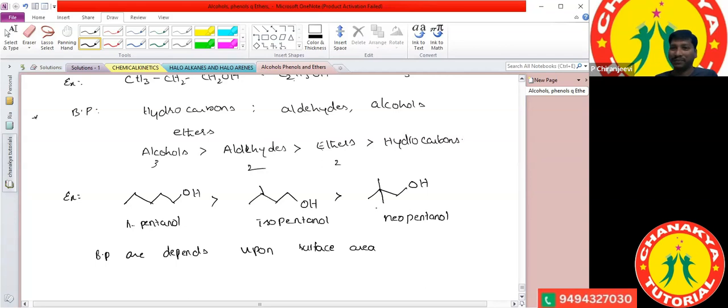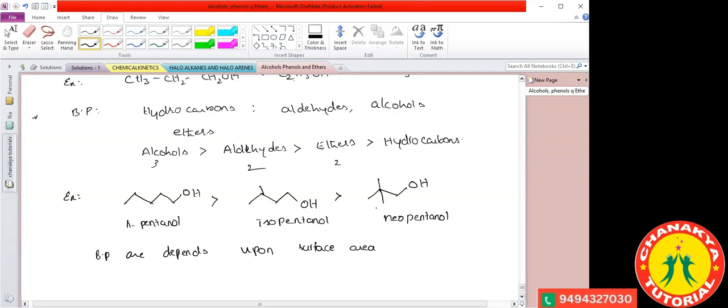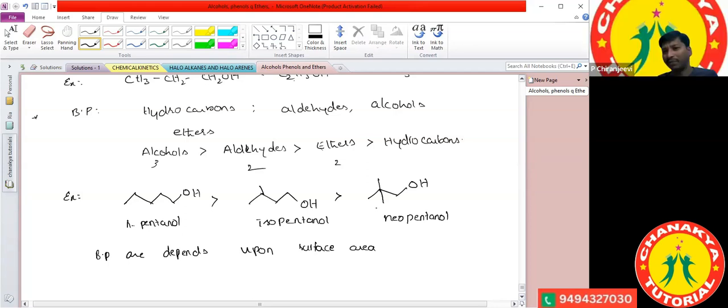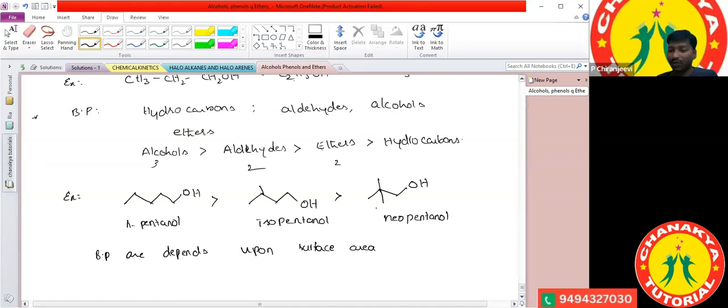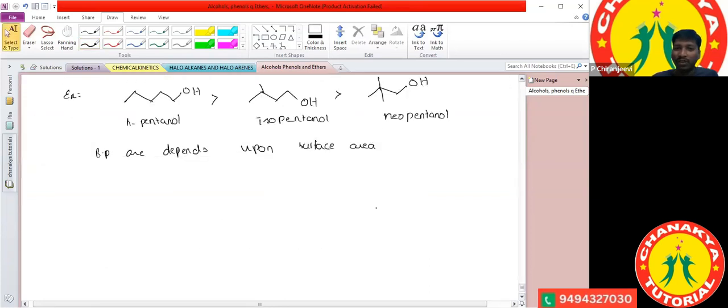Based on this, we have an important concept: acidic strength. Are alcohols acidic or basic in nature? Acidic in nature, sir. Very good. Either strong acids or weak acids? I know it's weaker than water. Very good. So alcohols are weaker acids than water. Alcohols are acidic in nature.